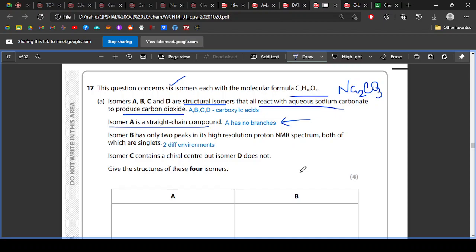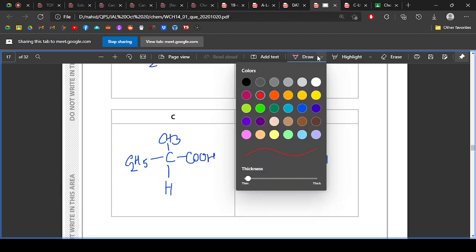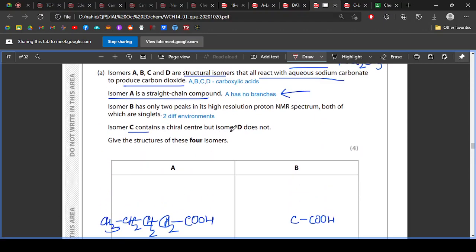Difficult. So I think I can do C faster, because C has a chiral center. That means this carbon must have four different groups. So it must have a hydrogen. Let's give it a CH3 and let's give this a C2H5. Does it make sense? Yes, because the central carbon has to be a chiral center, and you can see that it has four different groups at the moment. That's 1, 2, 3, 4, 5 carbons, so that makes sense. Structure D, they said, does not have a chiral center.